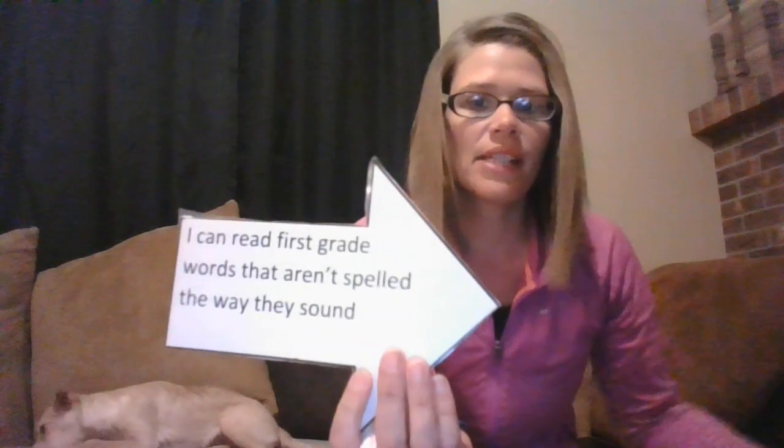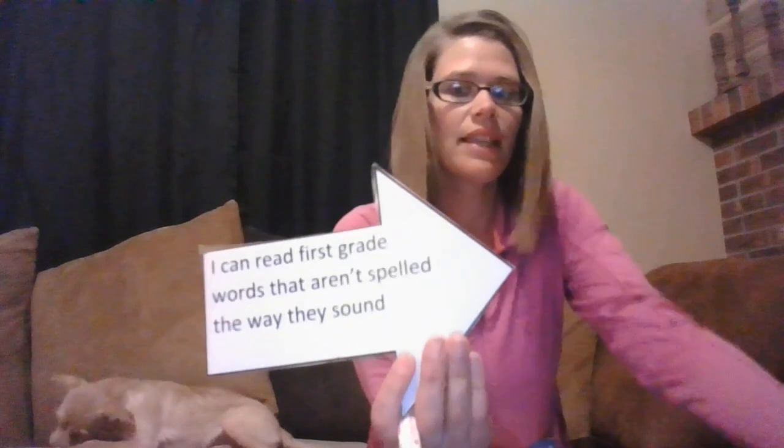Our gray arrow says, I can read first grade words that aren't spelt the way they sound. Okay, our words for today are, hold on one sec. All right, here we go. Words for today are ready, country, soil, kinds. One more time. Ready, country, soil, kinds.